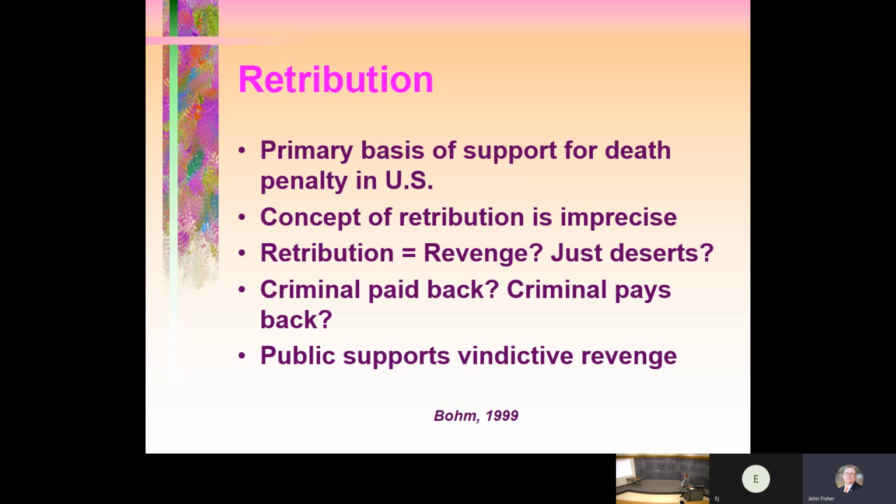The concept of retribution is also not very precise, or it's imprecise. Retribution equals revenge, does it? Is retribution vengeance? Also known as just desserts. And that's what we're looking at. It's a payback to the criminal. Now, it's punishment that is attributed to the criminal for crimes against society. And the public supports this vindictive revenge.